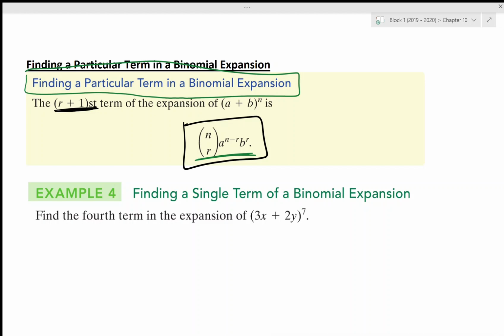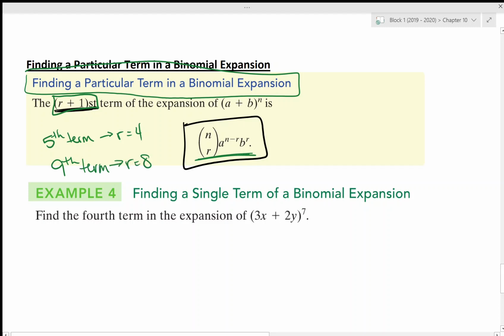Now, specifically, whatever term you're trying to find, your r is 1 less than that term. So if you're looking for the fifth term, your r is 4. If you want the ninth term, your r is 8. If you want the first term, your r is 0, and so on and so forth, okay? Because you got to think the first r we have to use is 0. We start at 0 and end when our n and r are the same.